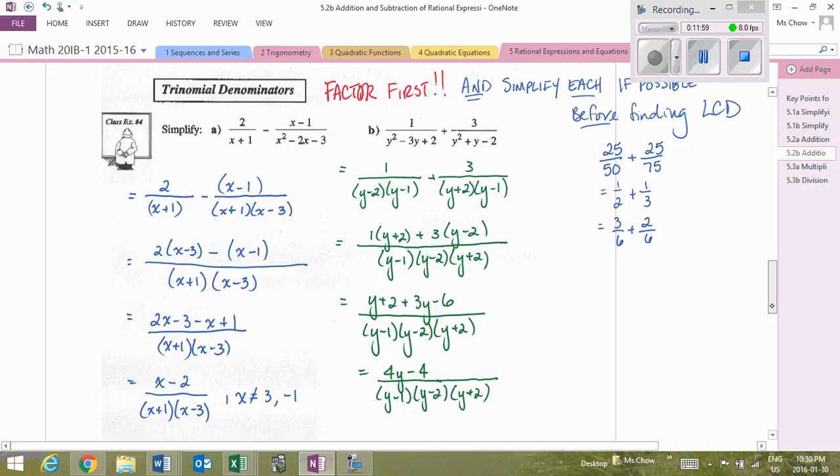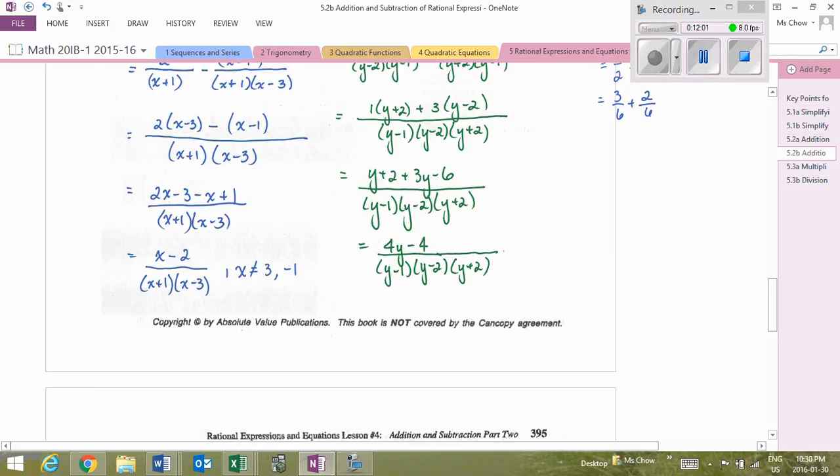extend that line, and then of course we can see that there's a common factor of 4, and thinking ahead, I know that I factor out the 4 and I'm left with y minus 1, so that's going to be able to cancel with that y minus 1 that we have in the denominator.